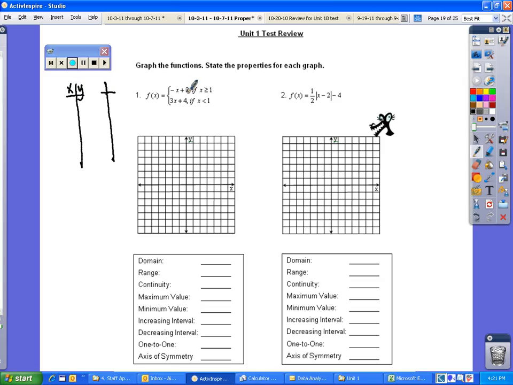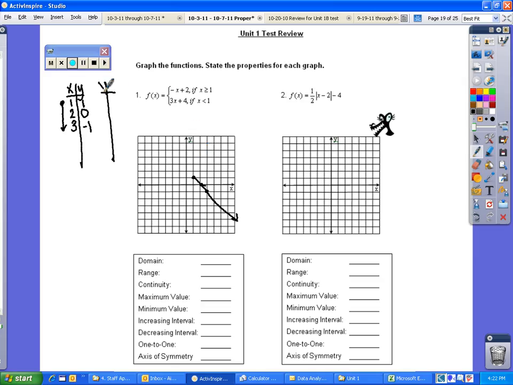Let's first look at negative x plus 2. We want to pick values that are greater than or equal to 1, so that's going to be 1, 2, 3, etc. And 1 is going to be a closed circle because it's greater than or equal to, and then I'm going to include all the values that are greater with an arrow, line and arrow. So in this case, when x is 1, negative 1 plus 2 is 1, negative 2 plus 2 is 0, and negative 3 plus 2 is negative 1. So now I'm going to graph those points, 1, 1, 2, 0, 3, negative 1, and then I want to continue that trend to the right, which is greater than.